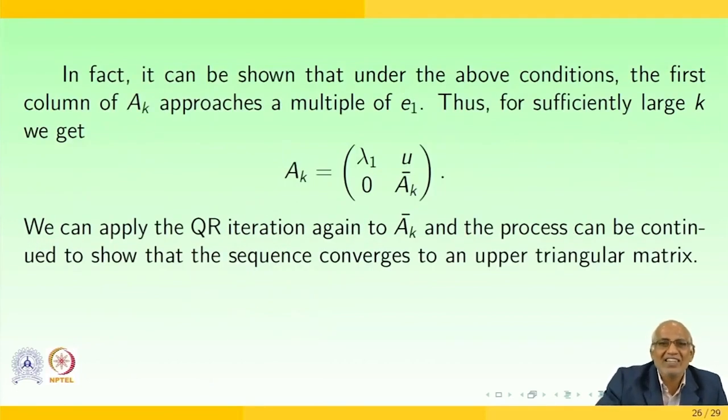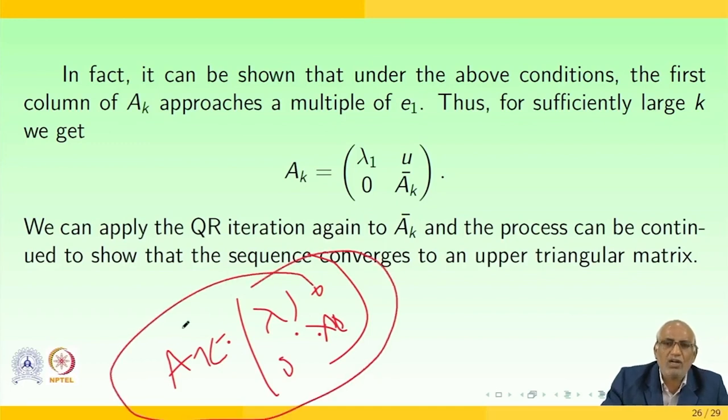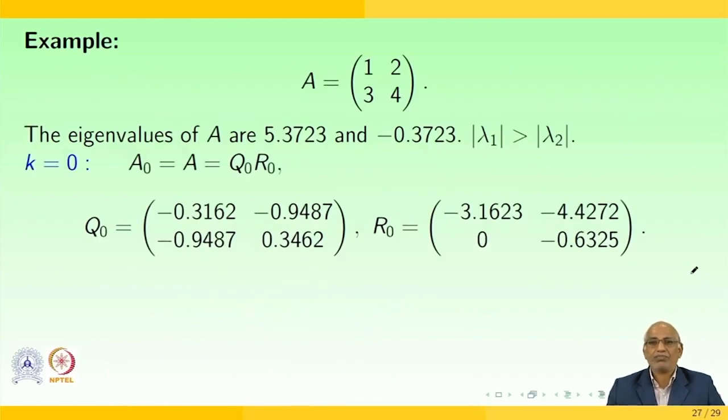In fact, it can be shown that under the above conditions, the first column of A_k approaches a multiple of e_1. Thus for sufficiently large k, we get A_k equal to lambda 1 in the corner, with zeros below. So we can catch hold of the lower block and try to find the values. We can apply the QR iteration again to A_k bar, and the process can be continued to show that the sequence converges to an upper triangular matrix.